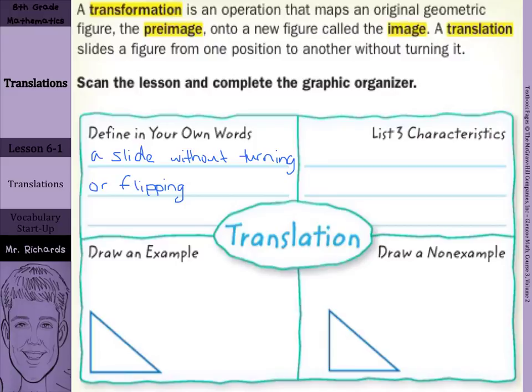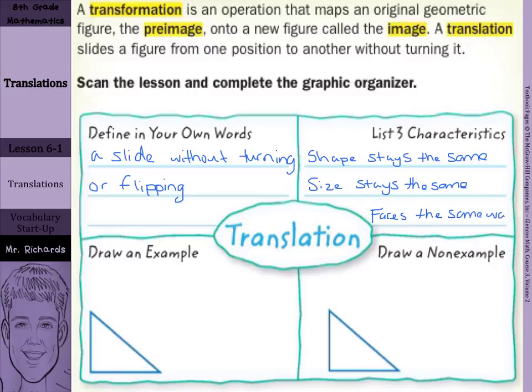reflection. Now, three characteristics. First, the shape stays the same. Next, the size stays the same. And last, it faces the same way. Now, this graphic organizer includes an example and a non-example.